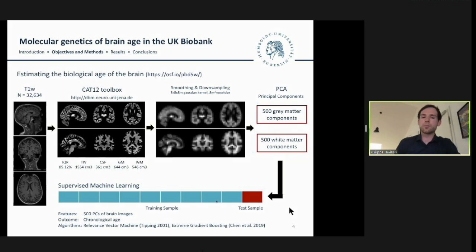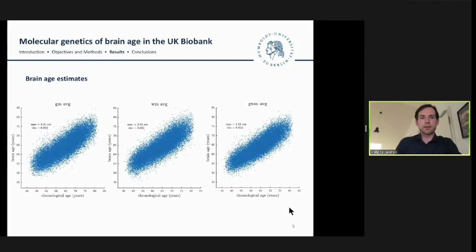So with the model built, we estimated the age of the subjects in this test sample here. And for each of those subjects, you get one brain predicted age estimate. And you can repeat this procedure 9 further times so that you get an estimate for all of the subjects in your sample. These are the results for the gray matter brain age estimates, the white matter brain age estimates, and after combining both the gray and the white matter brain age estimates.